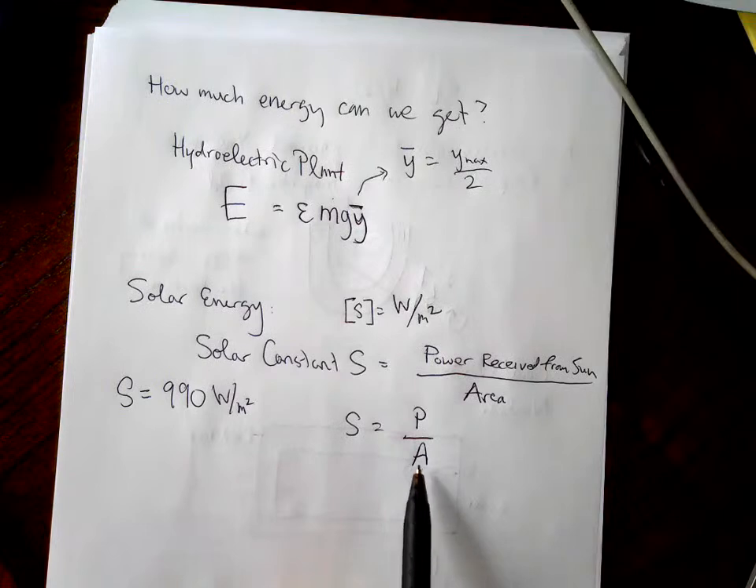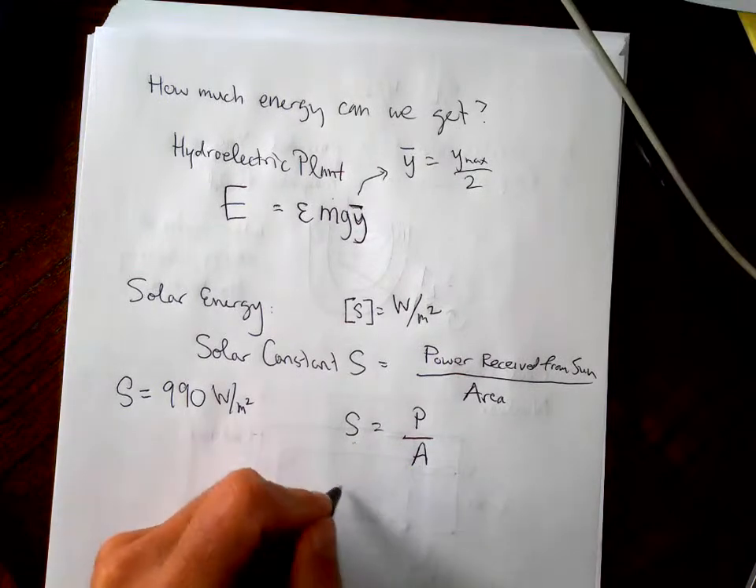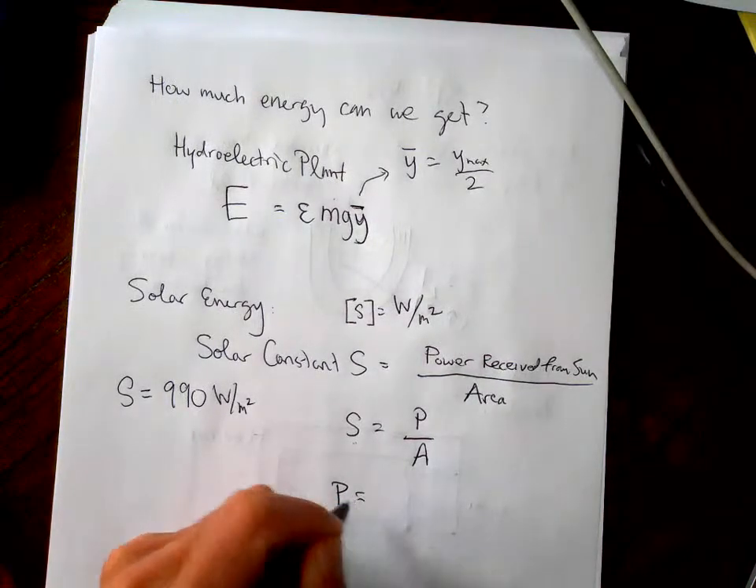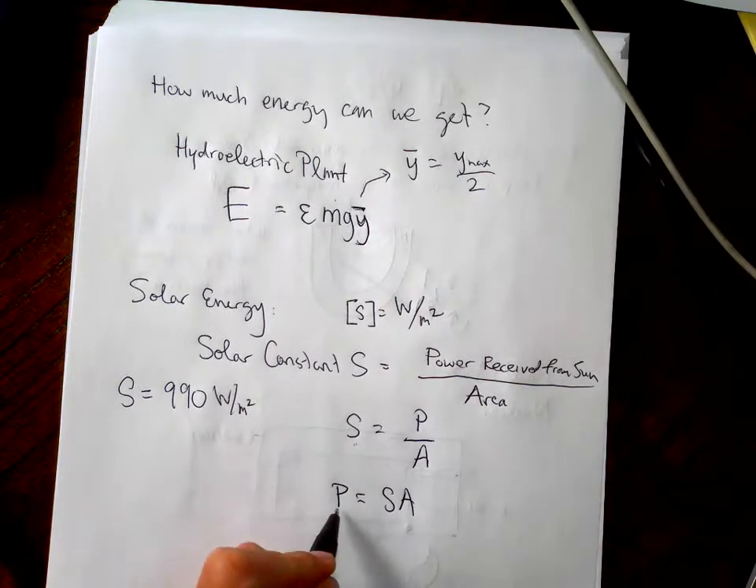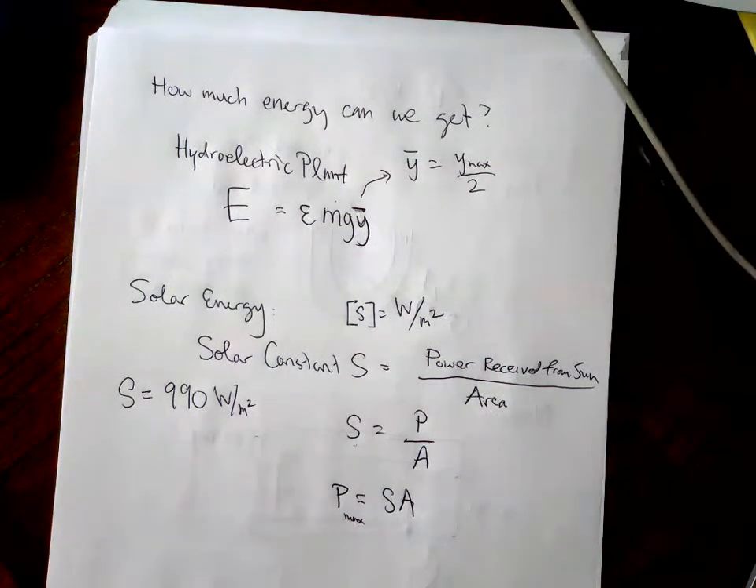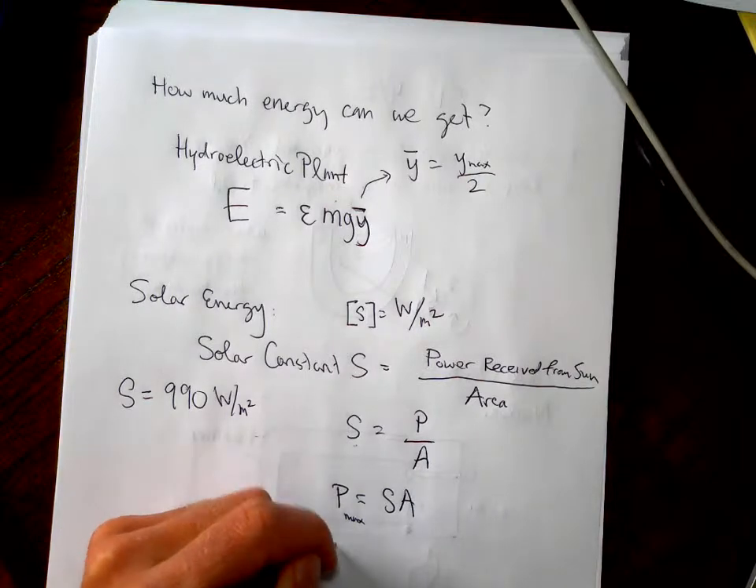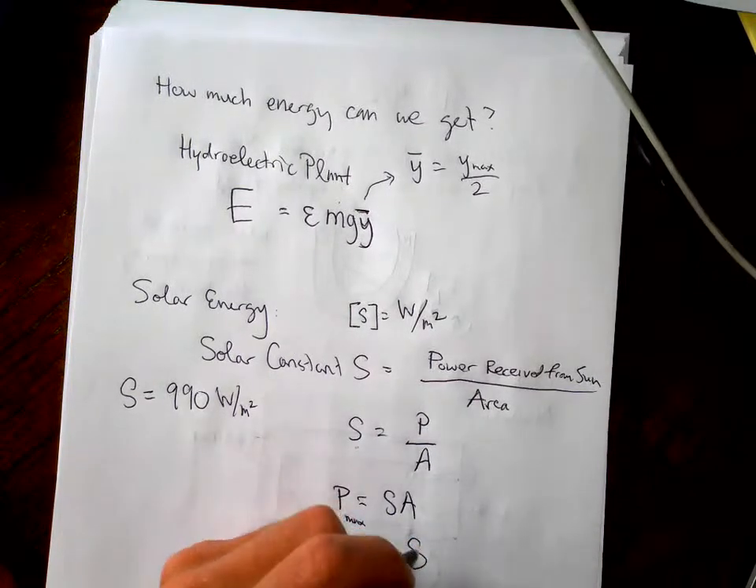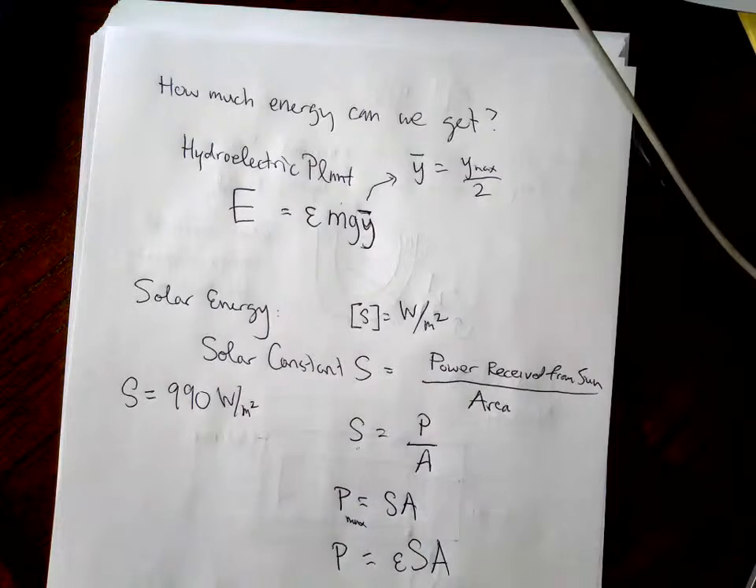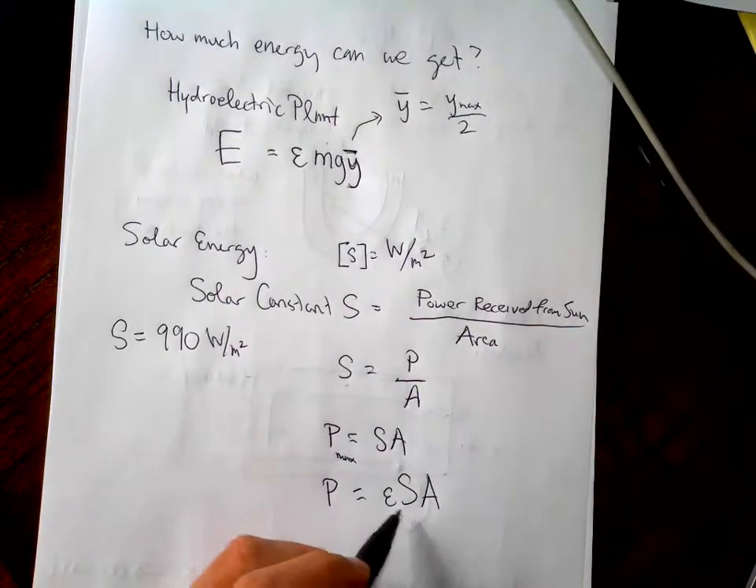So at any rate, we can take this equation and multiply both sides by area, and we get power equals S times A. All right. So this is the maximum power that you could get from a solar panel, but solar panels are not very efficient. In fact, they're only about 10 or 15% efficient. So the power that you actually get is efficiency times solar constant times area. Okay.